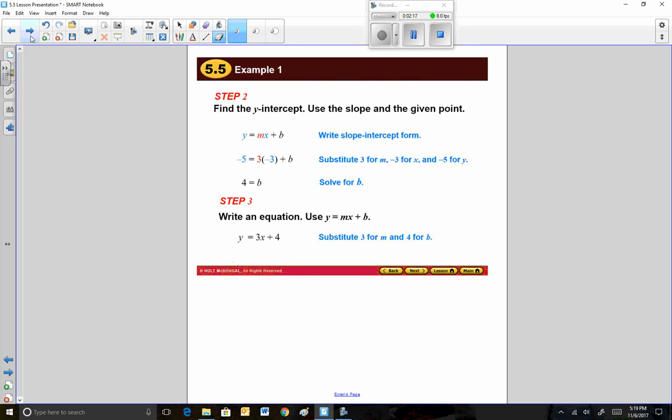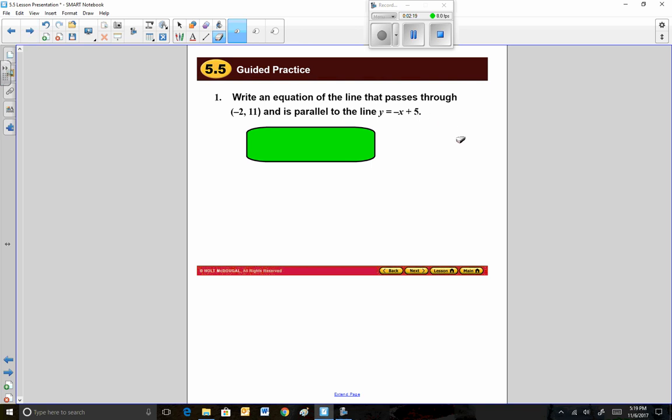All right, let's move forward. I would like you guys to try this equation. Write an equation of the line that passes through this point and is parallel to the line y equals -1x plus 5. So notice the slope here is -1. Use that for the slope of your line that's going to be parallel, and it goes through this point, x and y. Pause your video, give it a try.